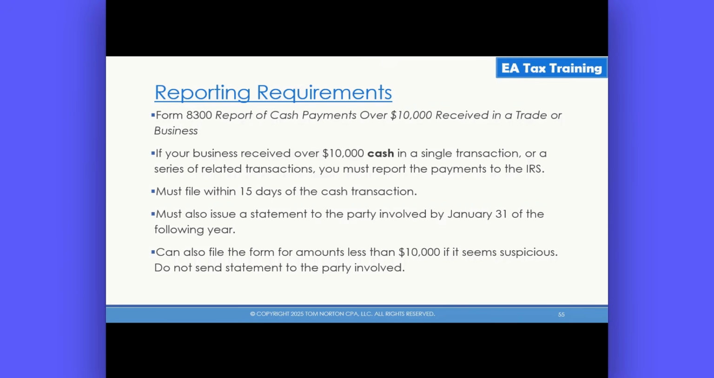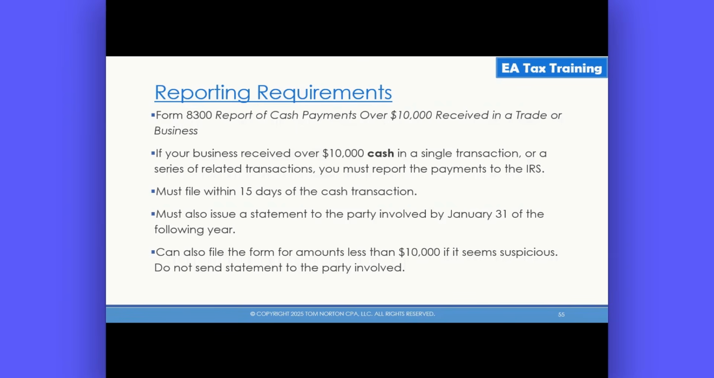Let's say you've got a used car lot and you sell somebody a car for $15,000 and they pay in cash. You have to report that on this Form 8300. Let's say instead they pay you $5,000 now and $5,000 next week and $5,000 the week after that for that car. It's all related to one transaction. Again, you would have to report that on this Form 8300.